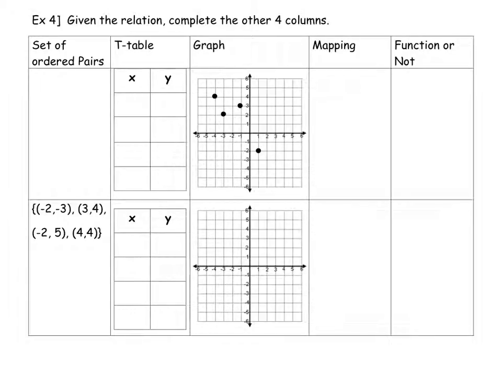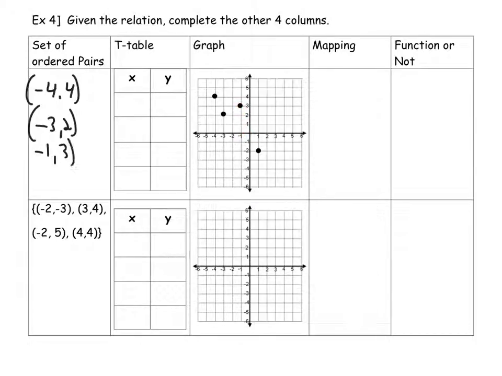First, I can do my ordered pairs. So I see that this first one is a -4, 4. So -4, 4 is the first ordered pair. And then this one here is a -3, 2. So -3, 2. And then the next one is -1, 3.